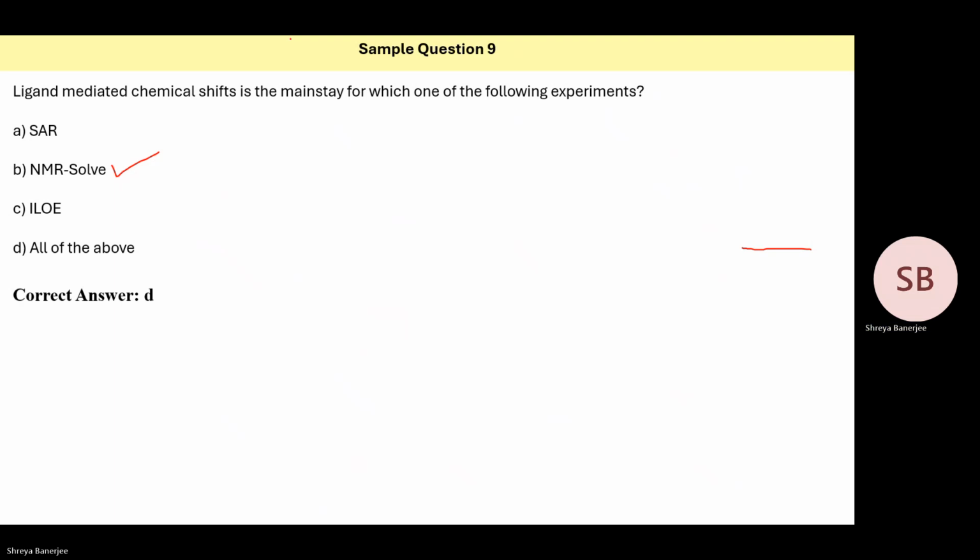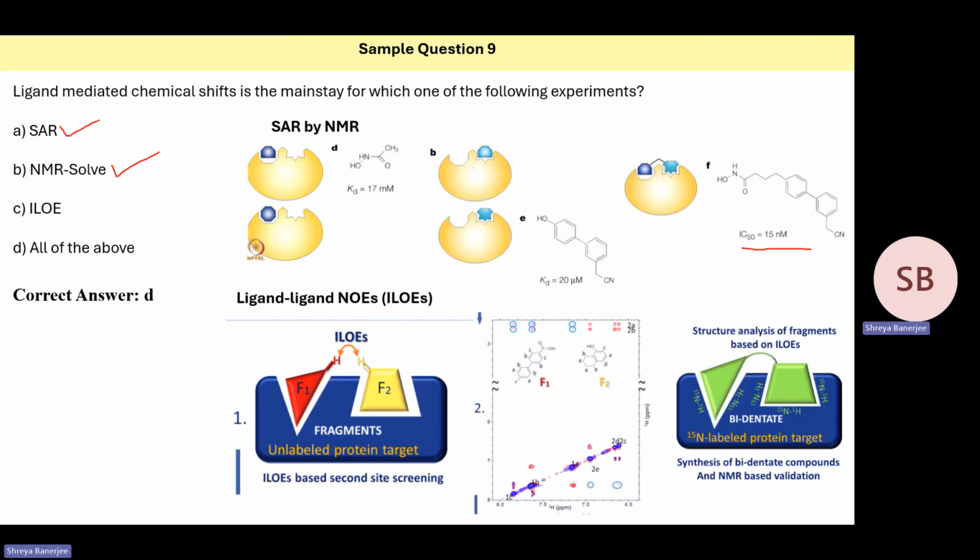So SAR by NMR also involves ligand mediated chemical shift. And ILOE means intraligand NOE. Basically, once you optimize the two fragments for the two binding sites, you can calculate NOE between the hydrogens of the two fragments. And whichever hydrogens show NOE, or rather ILOE, that means those hydrogens are close to each other. So if you can build a linker so that those two hydrogens are close to each other, that will be an appropriate linker for a high binding drug.